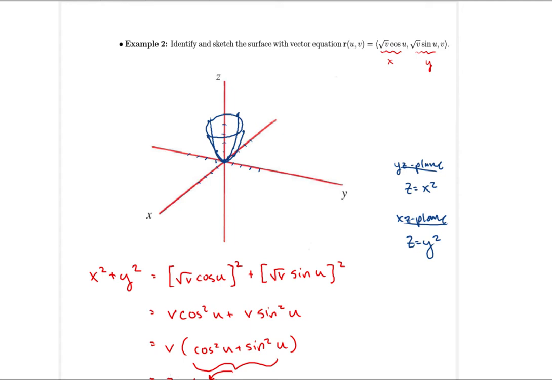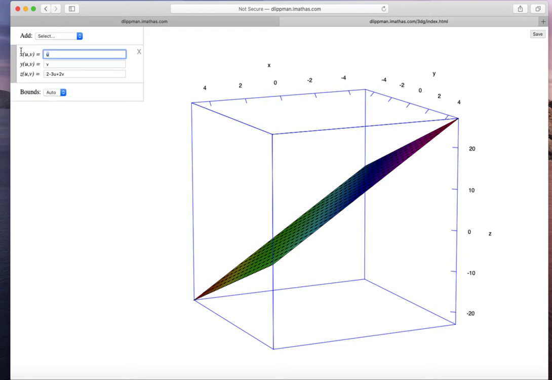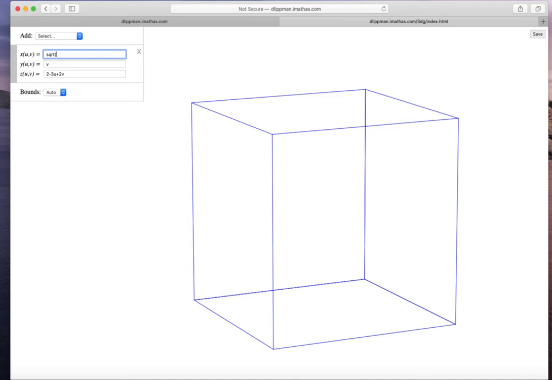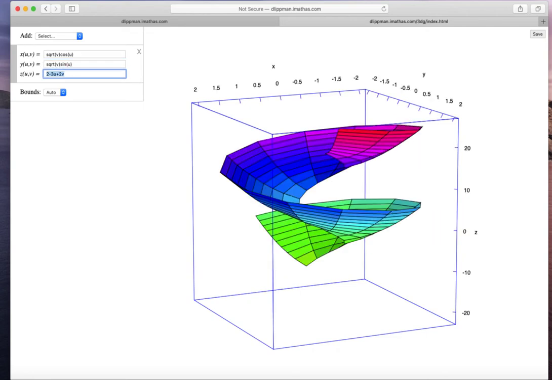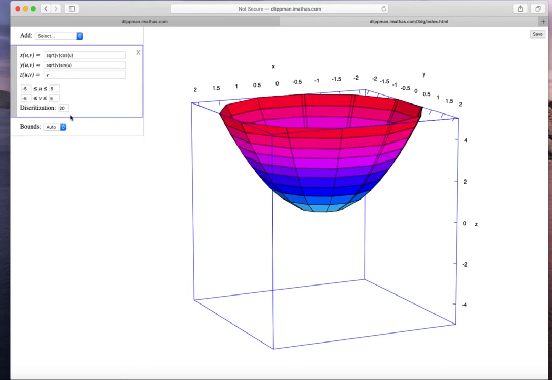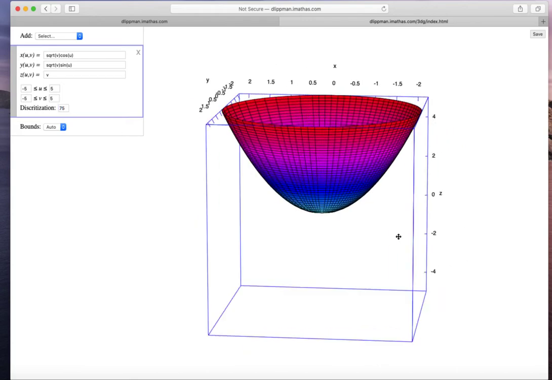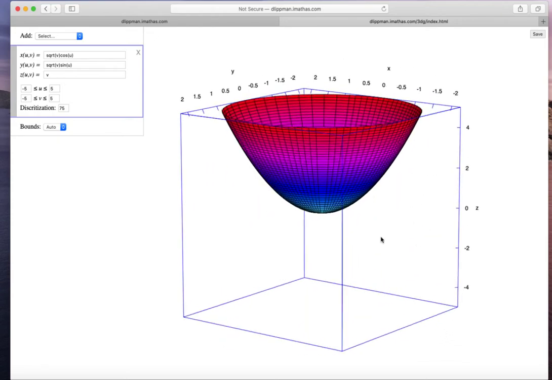And then we can always use technology to make sure we're on the right track here. So if I get rid of this, and then I change these formulas to the square root of v times the cosine of u, and the square root of v times the sine of u, and then v, then of course I get that paraboloid. And to give us a little bit better of a view of this, increase that discretization, and now you can really see that paraboloid really well.